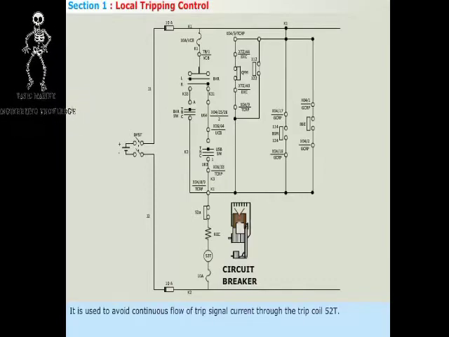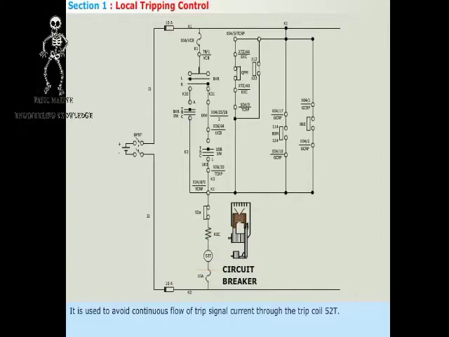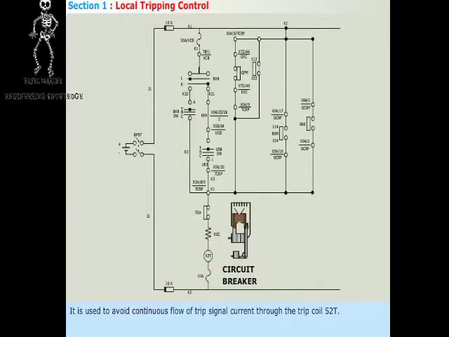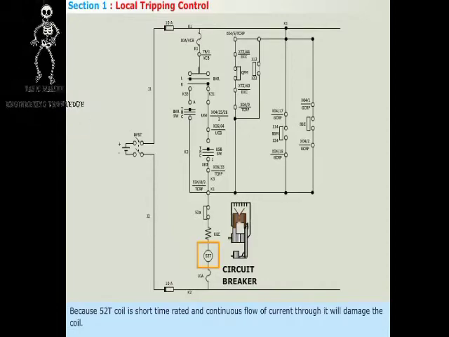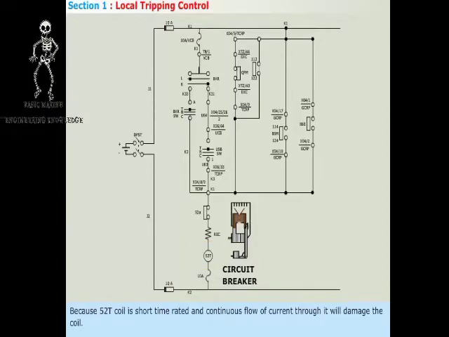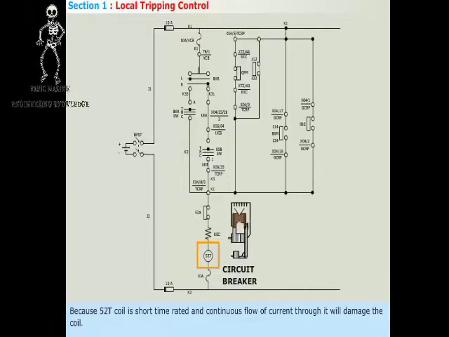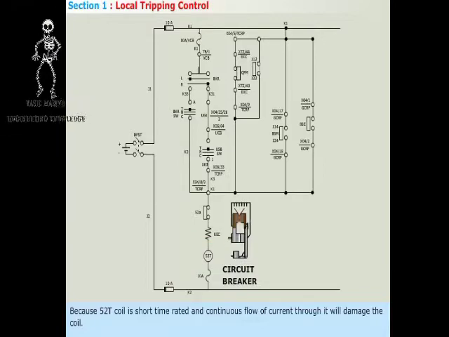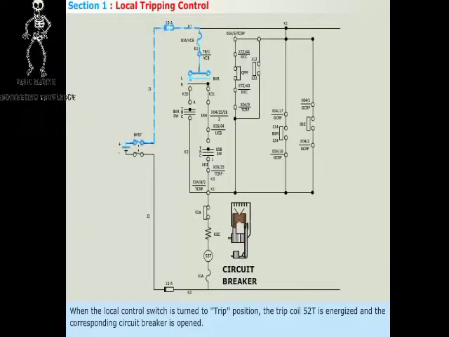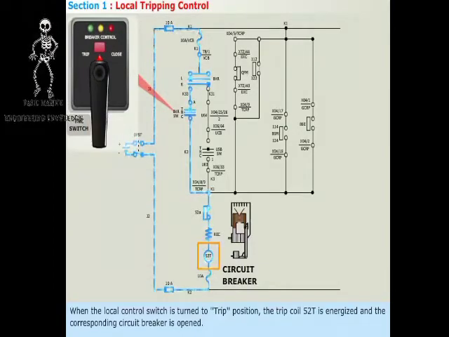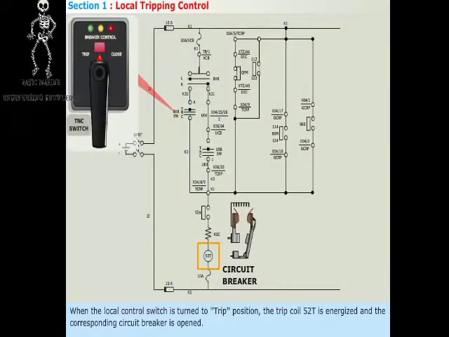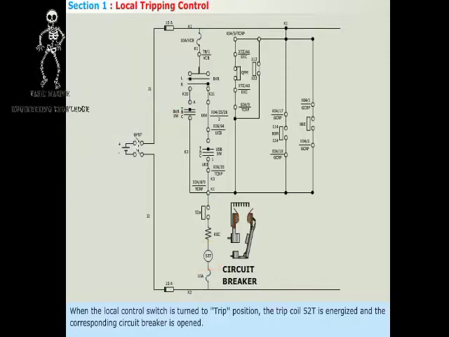It is used to avoid continuous flow of trip signal current through the trip coil 52T. Because 52T coil is short time rated and continuous flow of current through it will damage the coil. When the local control switch is turned to trip position, the trip coil 52T is energized and the corresponding circuit breaker is opened.